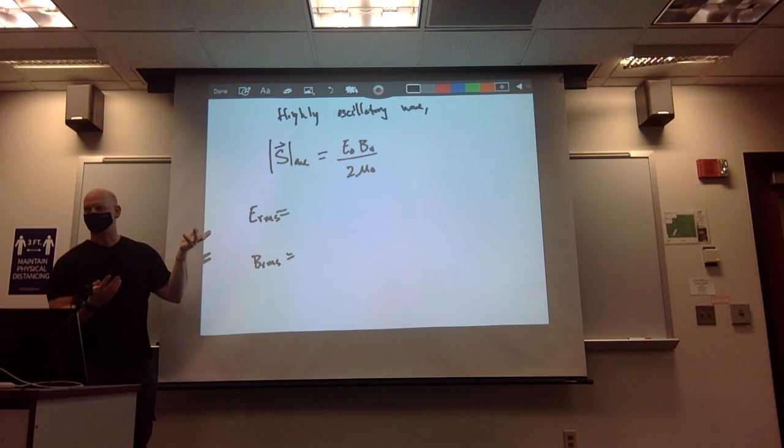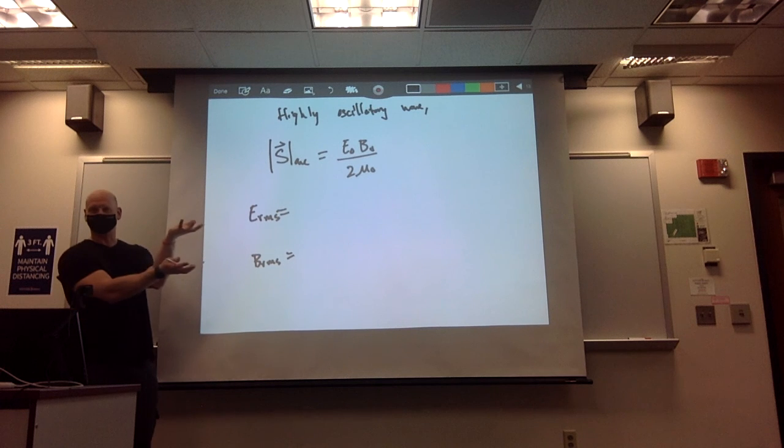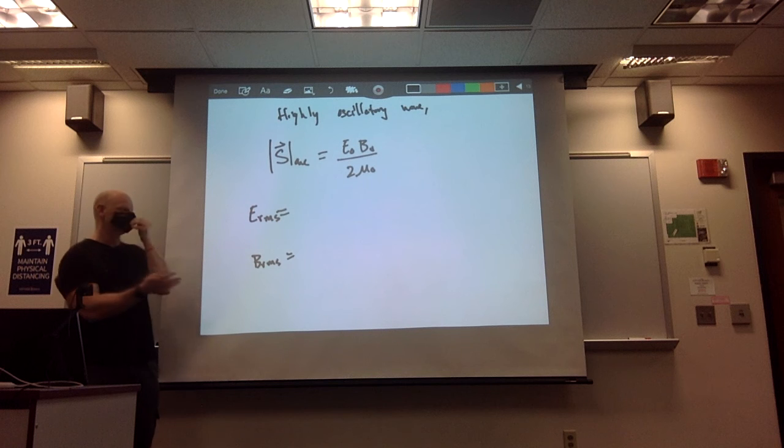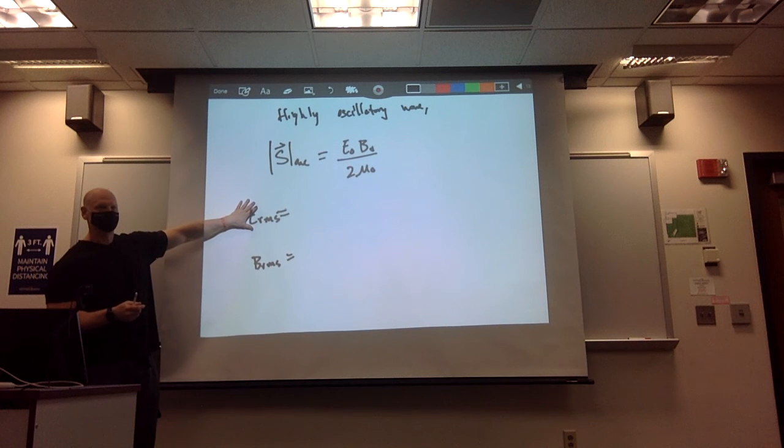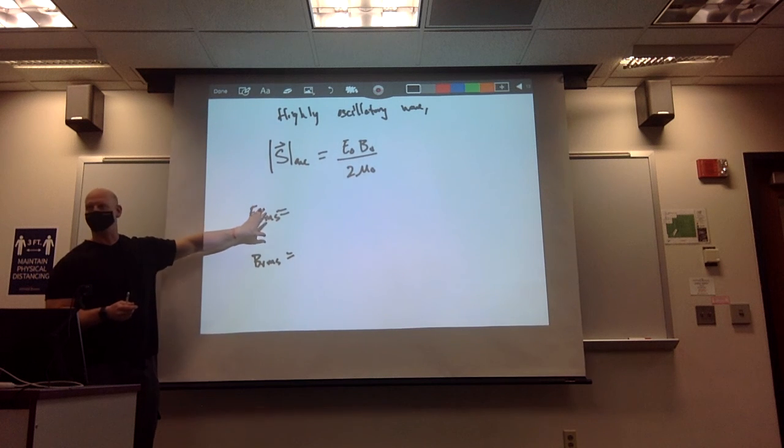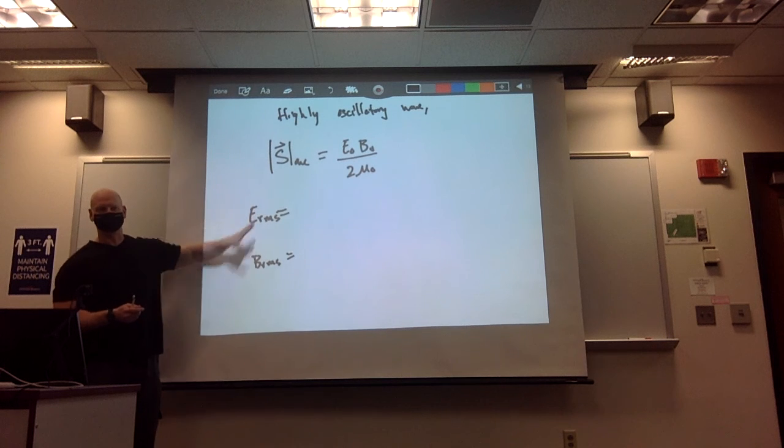It would be zero, right? Because half the time it's positive, half the time it's negative, so the average of that thing would be equal to zero. So the RMS value then is the average of the square. Basically, make sure that this thing is not zero.